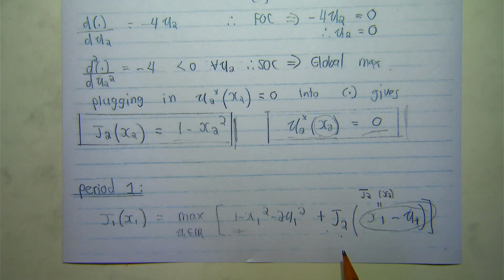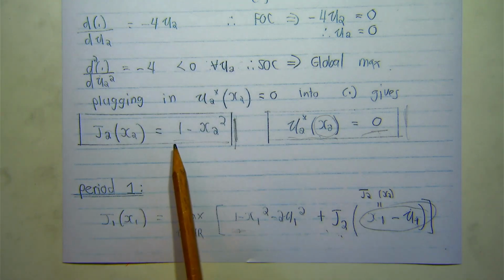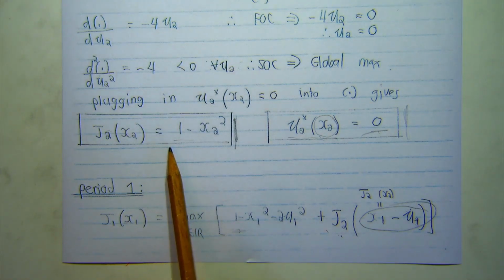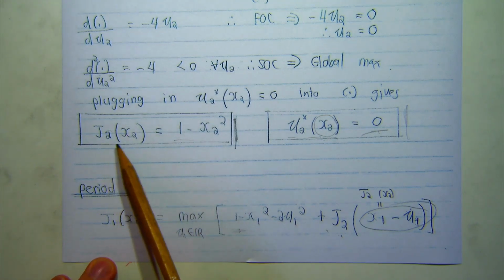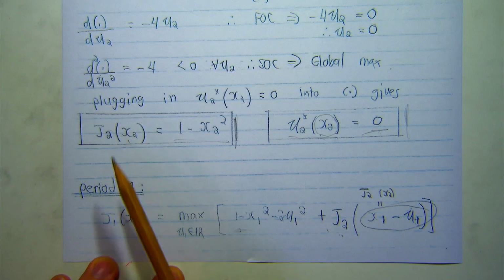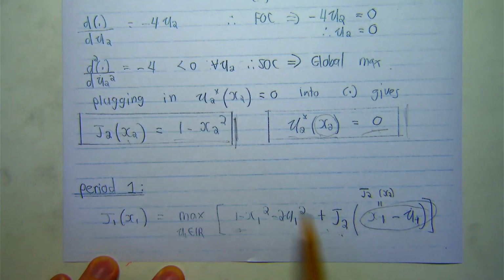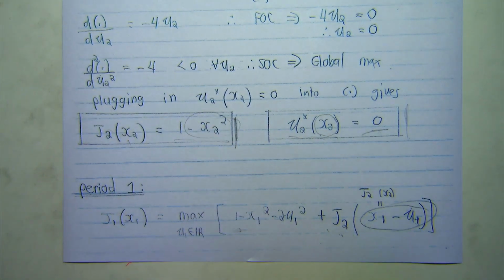Okay, so what is the j2 function? We know the j2 function is this because we derived it before. So we want to plug in j2 of x2 as j2 of x1 minus u1 and plug that into this.